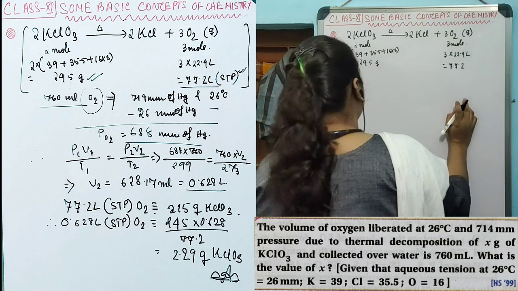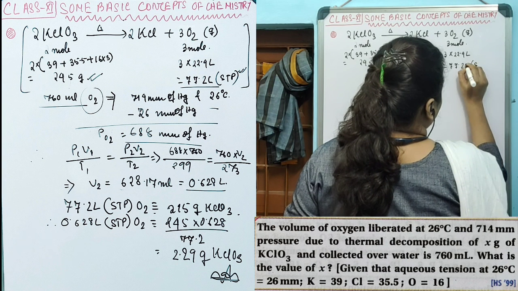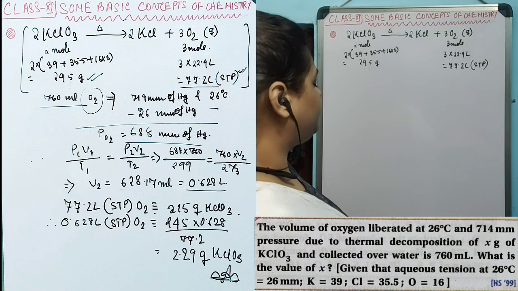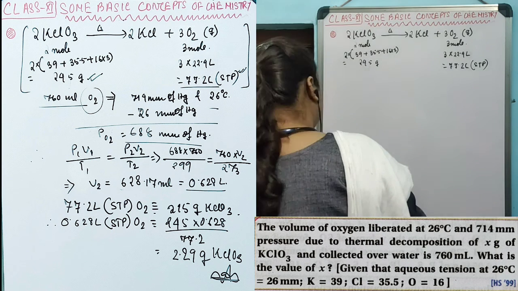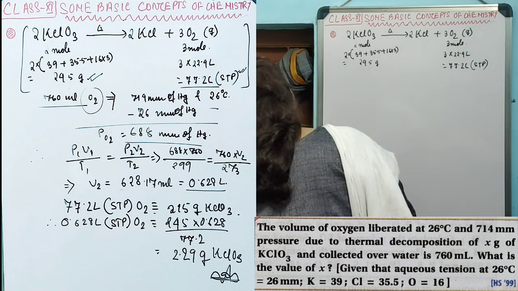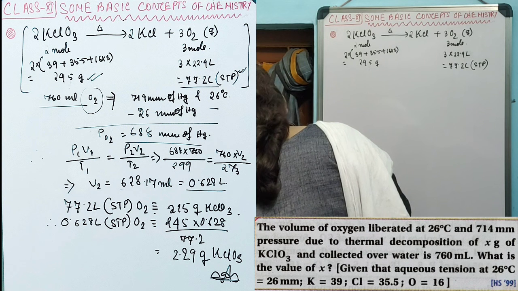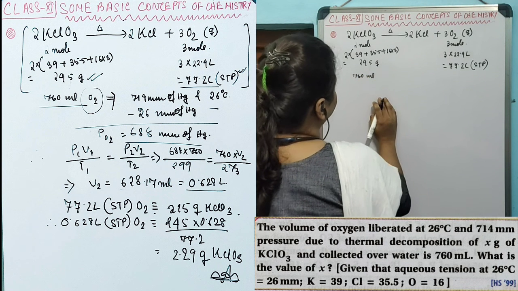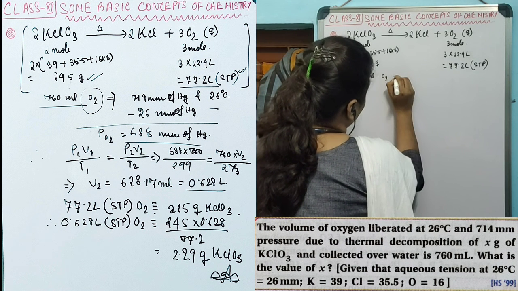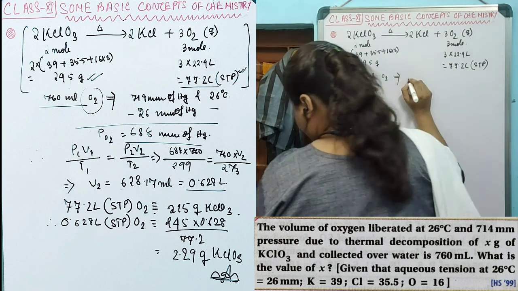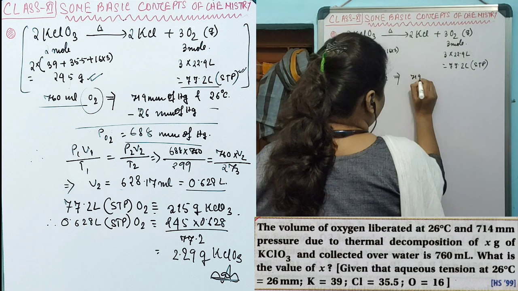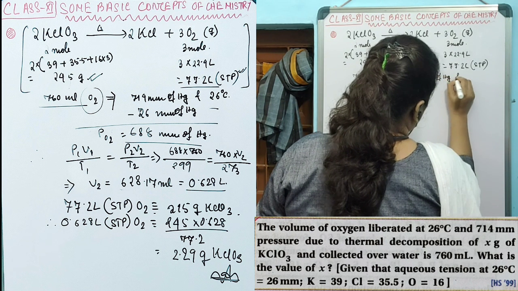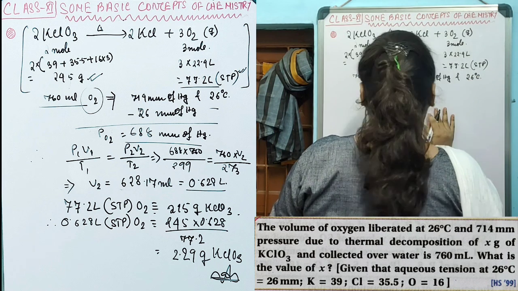That is, 2 mole of KClO3 or 245 gram KClO3 is decomposed and produces 67.2 liter of O2 at STP. This is the general information in this chemical reaction. Now they have said that the amount of O2 that has been produced is 760 ml, 760 milliliter O2 is produced when the temperature and pressure is 714 millimeter of Hg and 26 degrees Celsius.